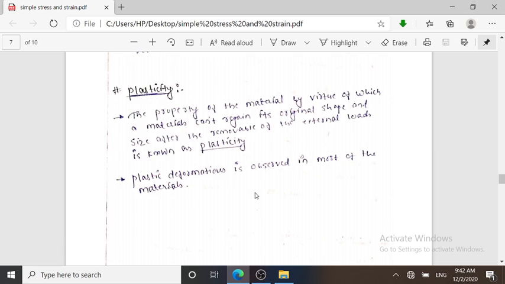Plastic deformation is observed in most materials. In our day-to-day life, most of the materials are plastic. Once the load is applied and after the removal of the load, the material has no regaining property. Steel, soil, wood, etc. are examples of plasticity. While on wood, when you apply forces, it undergoes certain deformations, but on removal of the external load, the body cannot regain its original shape and size. So don't be confused between elasticity and plasticity.